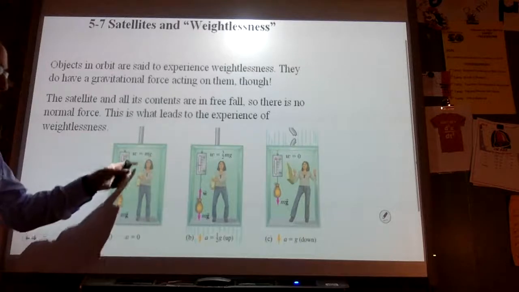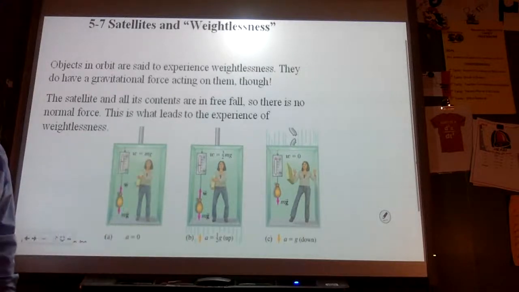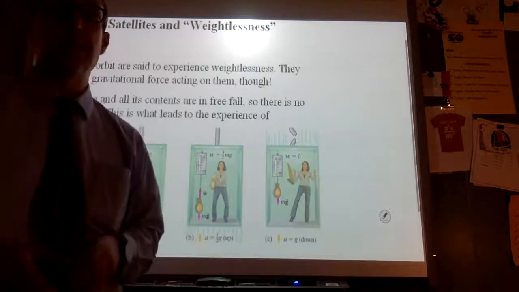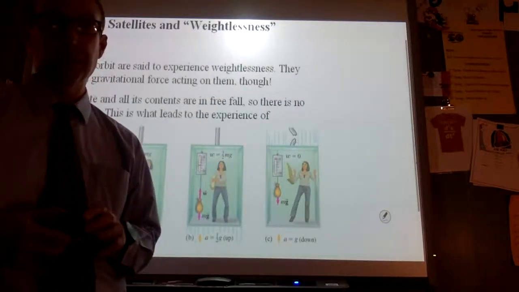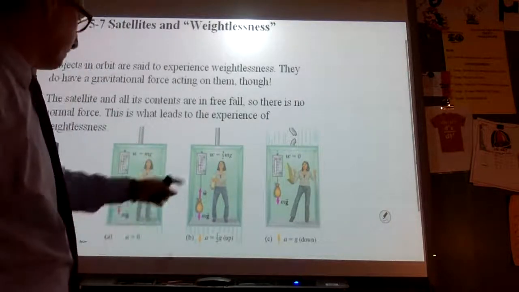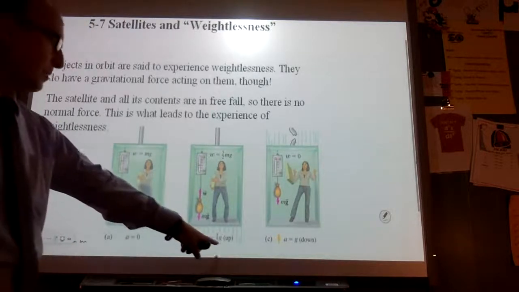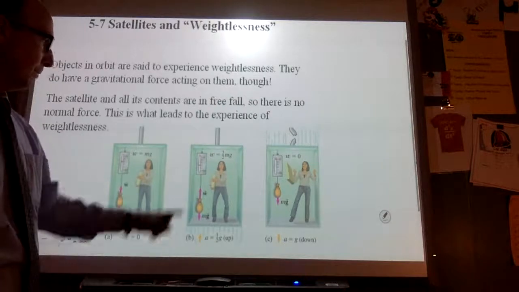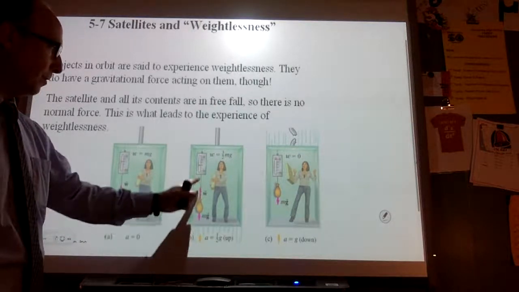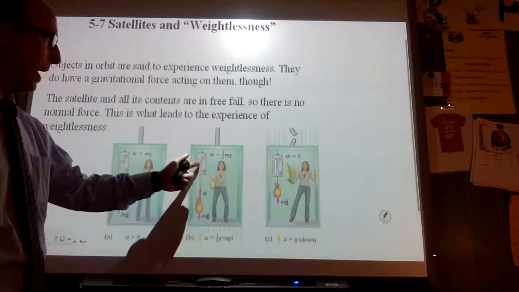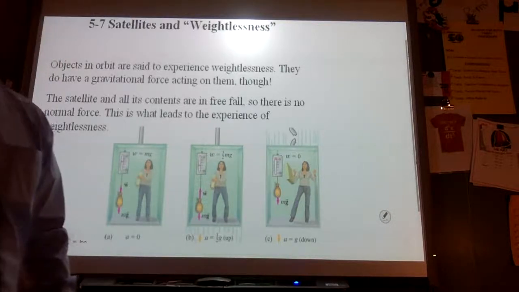If we're going up at a constant velocity, our weight is equal to mg. Remember, not moving or constant velocity is the same situation. We can't tell the difference. If we are accelerating up at 5 meters per second squared, we're going to feel like we weigh 1.5 times as much.